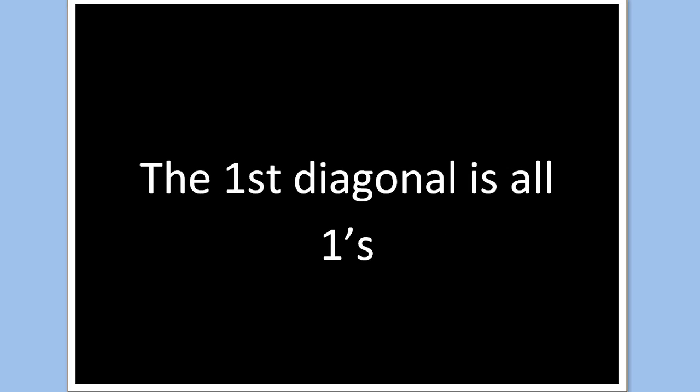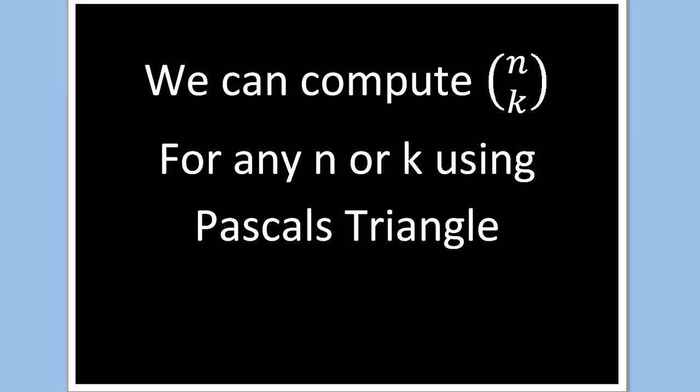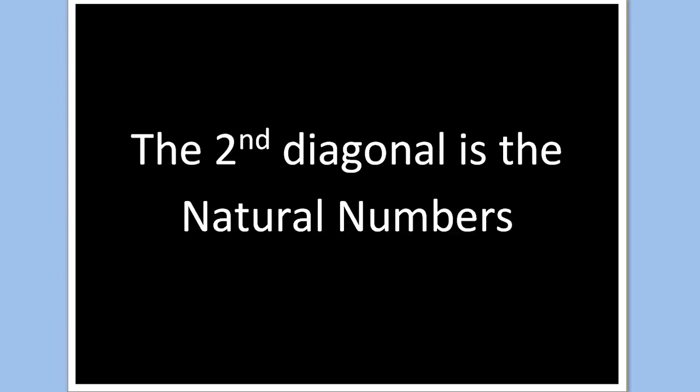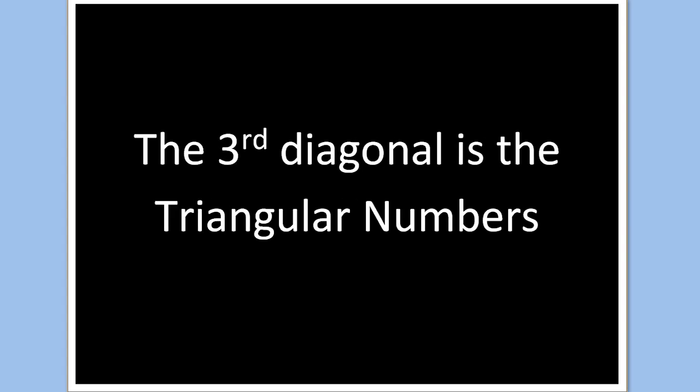So the first diagonal is all 1s, as we just saw. Second diagonal is the natural numbers, which we discussed a minute ago. Third diagonal is the triangular numbers. But let me discuss the triangular numbers. What does that mean?